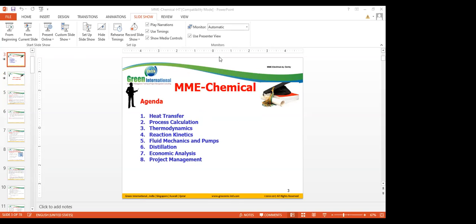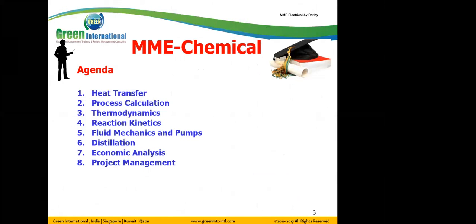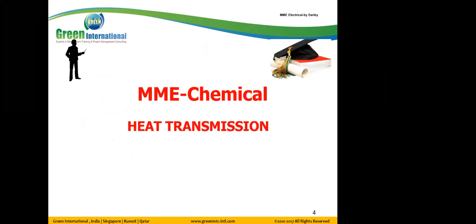And these are the topics we are going to see. Apart from project management, there are 7 topics from chemical engineering: heat transfer, process calculation, thermodynamics, reaction kinetics, fluid mechanics, distillation, economic analysis. Today, the first chapter we are going to see is heat transfer.